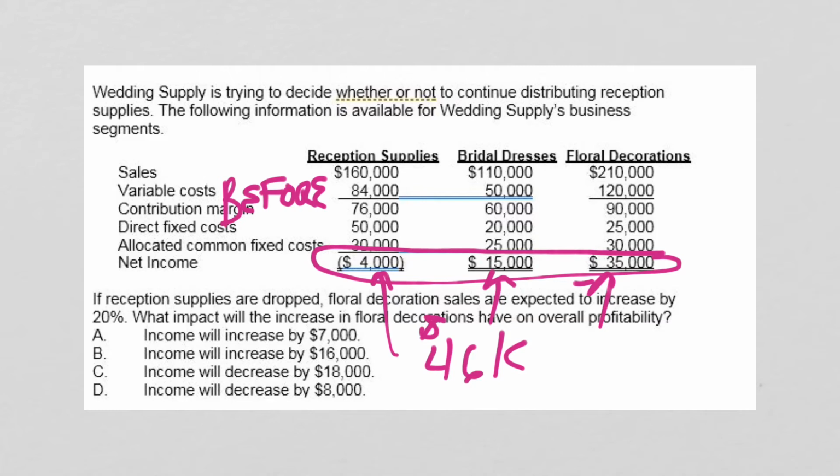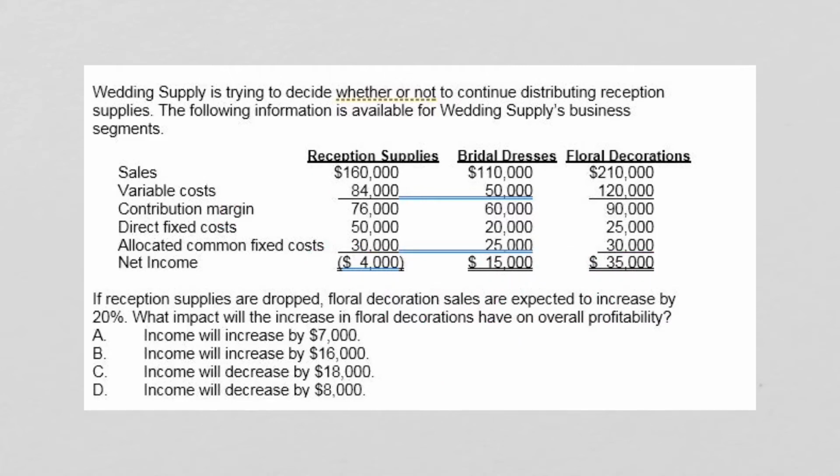All right, so let's erase the slate clean and then see what we do. So let's keep that $46,000 profit. That's the before picture. So what's it going to be afterwards? All right, so if they don't have these, they won't sell them. They won't have the variable costs, so they won't have the contribution margin. They won't have the direct fixed cost because that's avoidable.